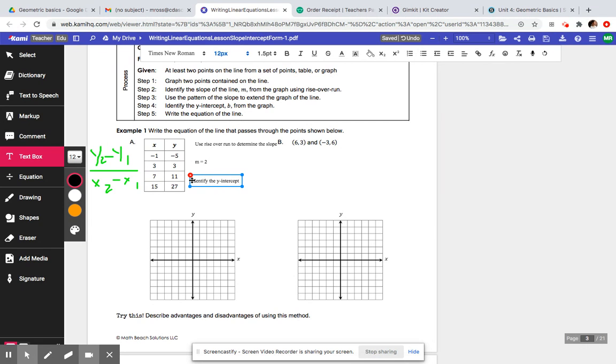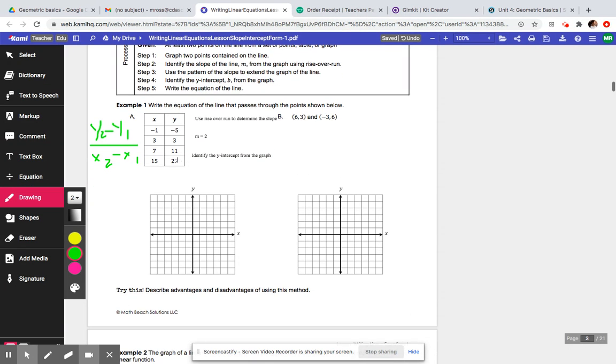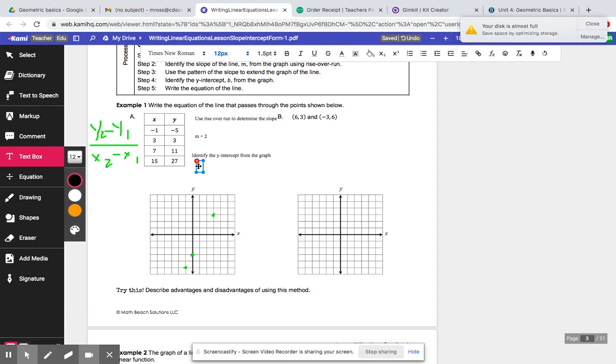Now, after you have your slope, we need to identify the y-intercept from the graph. To get that y-intercept, we need to graph these points. So -1, -5 is going to be right here. We also have 3, 3, so over 3, up 3. That's all we need. From here, we can use our slope, which is 2, so I'm going to go up 2, over 1. And right there, I'm already getting my y-intercept, which is at -3. So we just found our b equals -3. After you have your slope and your y-intercept, we're done.